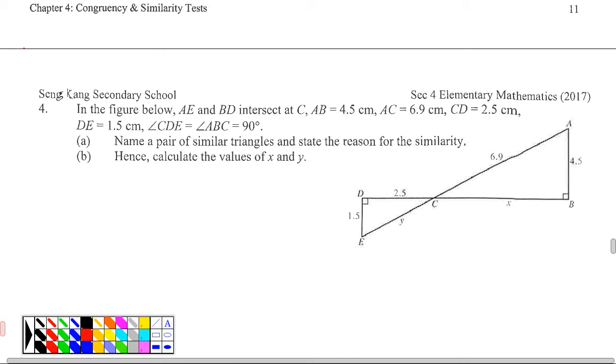How many of you have not done yet? 1, 2, 3, 4, 5, 6. No angle, nothing. Haven't even started. Start already lah. Okay, let's focus on question 4. This one. Question 4.